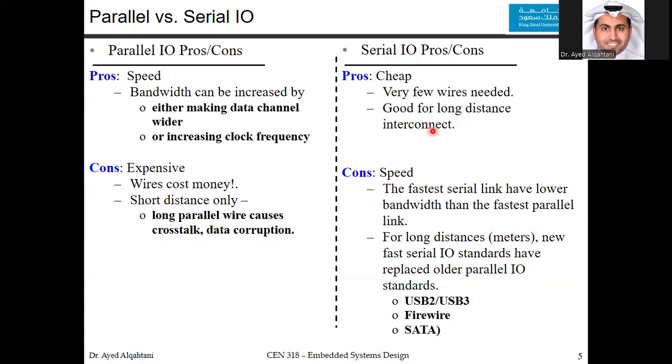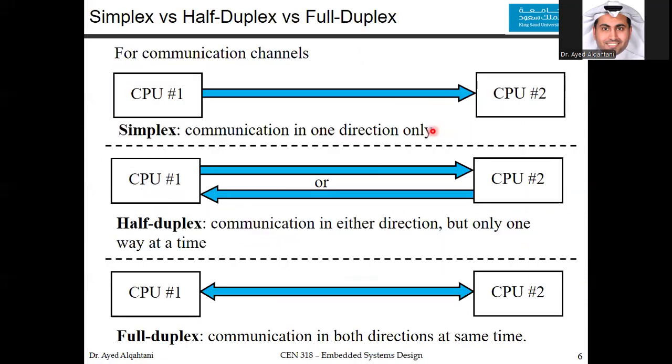Now, the way of communication differs from one type to another. In terms of communication channel, we have the simplex communication, the half duplex communication, and the full duplex communication. The simplex communication is communication in one direction only. So you specify the direction. One of the entities would be the master, which is CPU1, and the other would be the slave. That's the simplex way of communication.